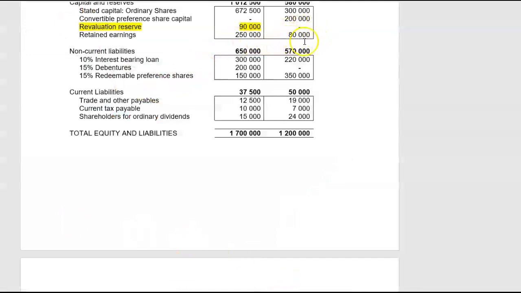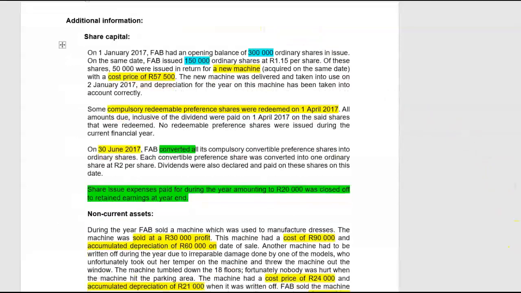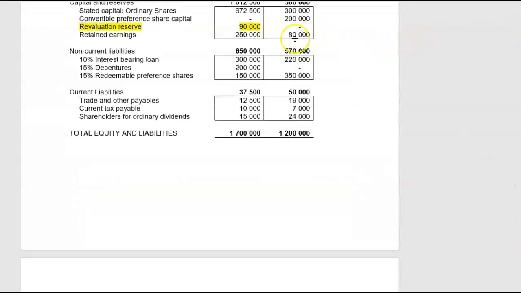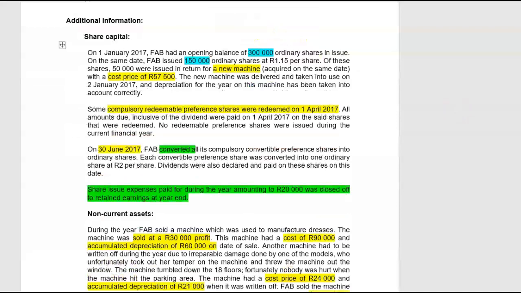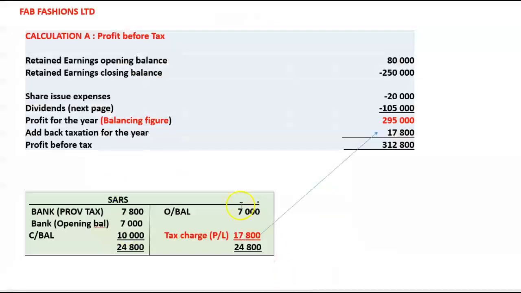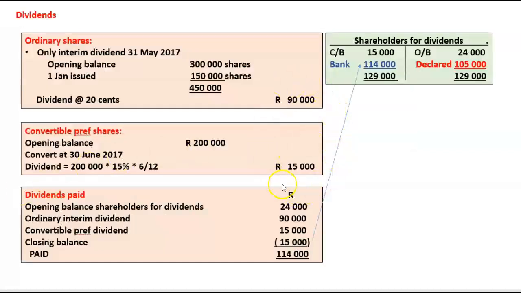My retained earnings had an opening balance of 80,000. It had a closing balance of 250,000. What happens with retained earnings? I'm going to add to retained earnings my net profit after tax for the year. That's my X. I don't know what it is. I have deducted in the current year share issue expenses of 20,000 against the retained earnings. So it was plus 80,000 minus 20,000 plus X minus the dividends which I have declared for the year, which I have just worked out as 105,000 rand.